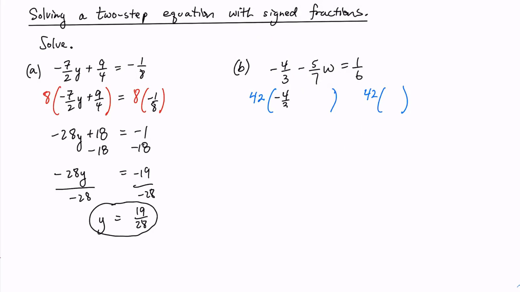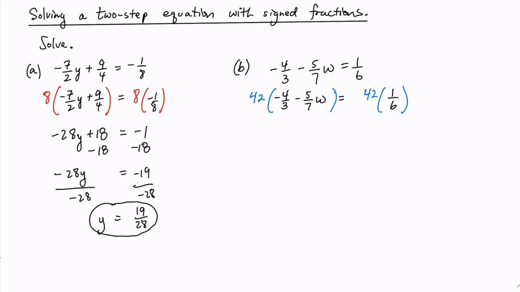So over here we have negative 4/3 minus 5/7 times w is now equal to what? 42 times 1/6. Once again, on the left-hand side of this equation, we're going to use the distributive property, and then we'll see what the next equation looks like. Distribute the 42 to the negative 4/3, and distribute the 42 to the negative 5/7 w. Well, do 42 over 3 first. That'll give you 14, and then do 14 times 4.